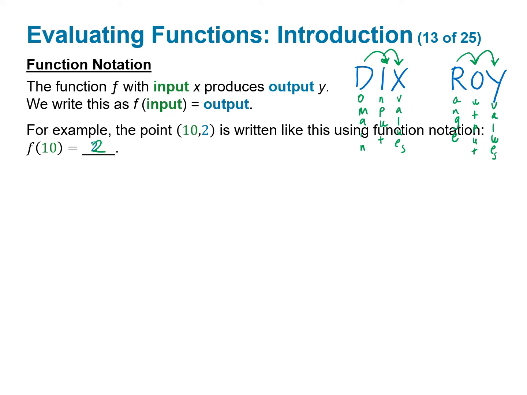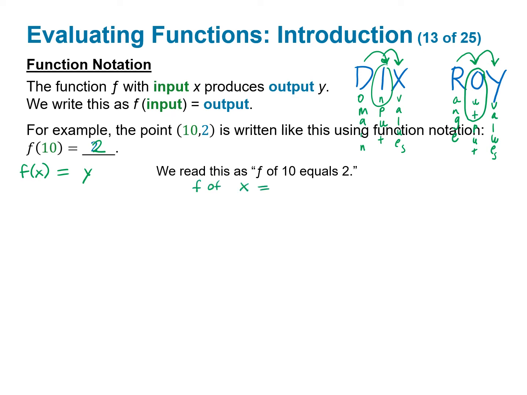So that's really important for you to know. f of x equals y. The thing inside of the function is the x. The thing that comes out of the function is the y. Hence, input for inside and output for what comes out. So we read this as f of 10 equals 2, f of x equals y. That's how you read that line.